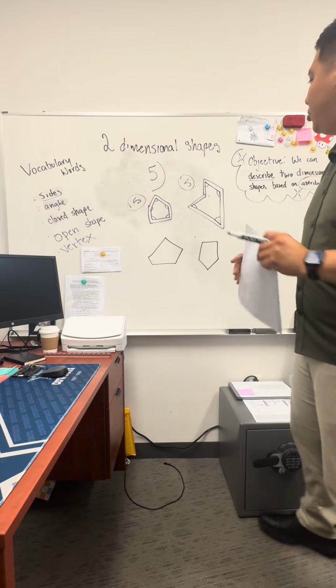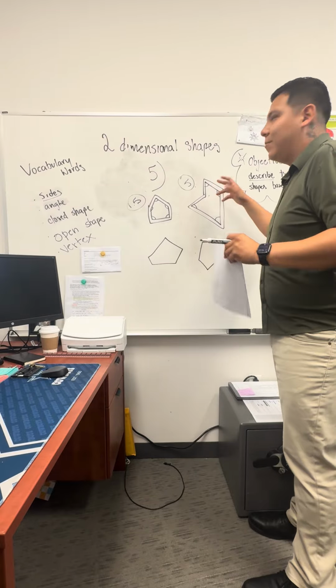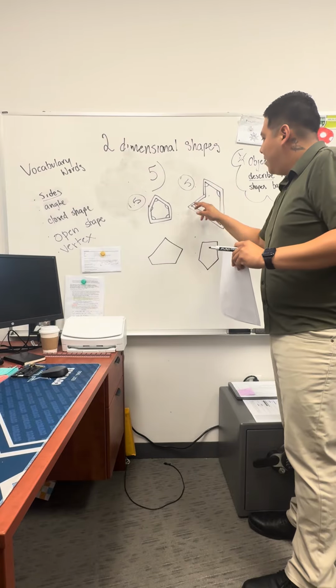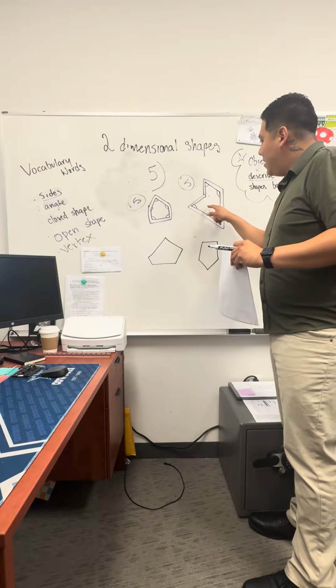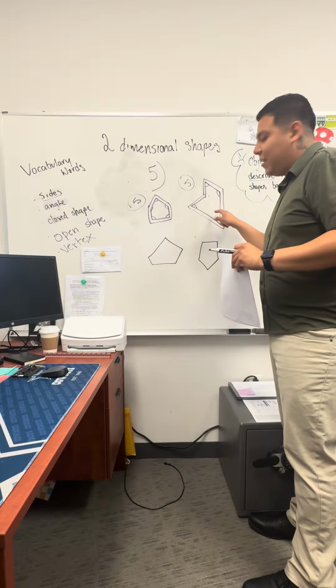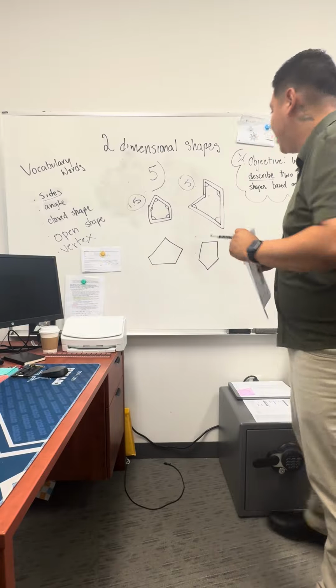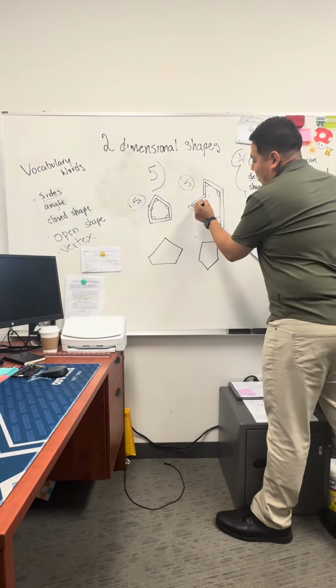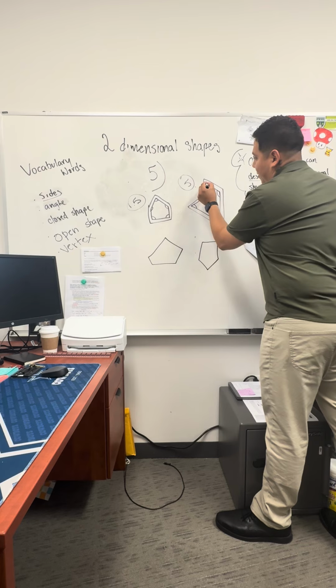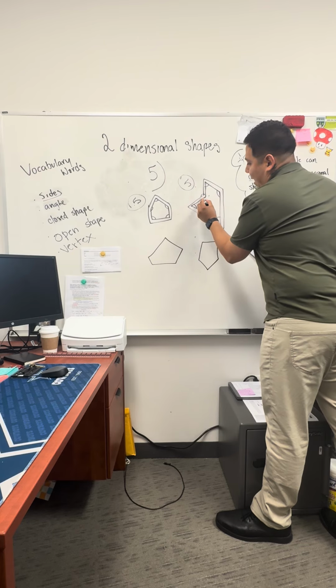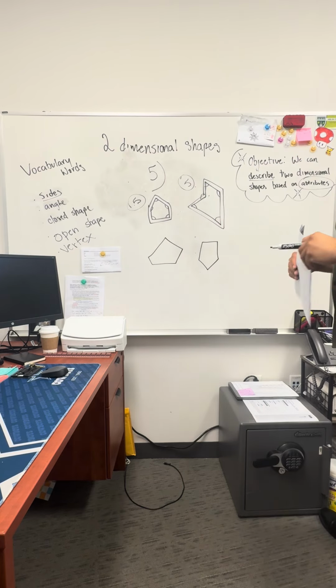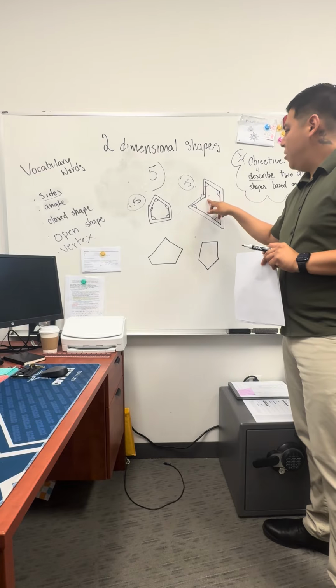This one's a little tricky. Even though the shape is shaped interestingly, the angles, not only can they be on the inside of the shape, they can also be on the outside of the shape. So this angle right here, where it intersects, the angle is actually going to be on the outside of the shape. Now, is this shape considered open or closed?